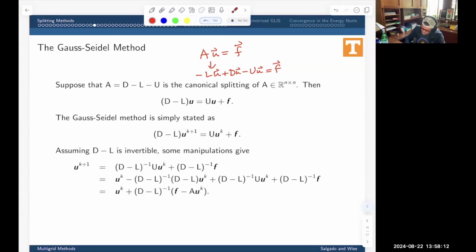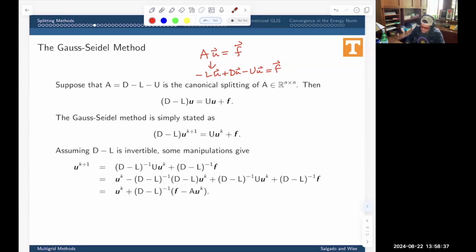And so I immediately get this. And now we're going to do the same thing we did before. We're going to replace the u on this side with uk, and the u on this side is going to be replaced with uk plus 1. Now, it doesn't look like this is as nice as Jacobi, but it has some additional nice properties that Jacobi doesn't have, which we'll get to in a moment.